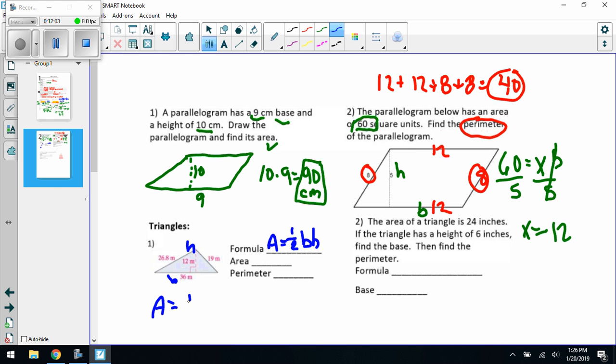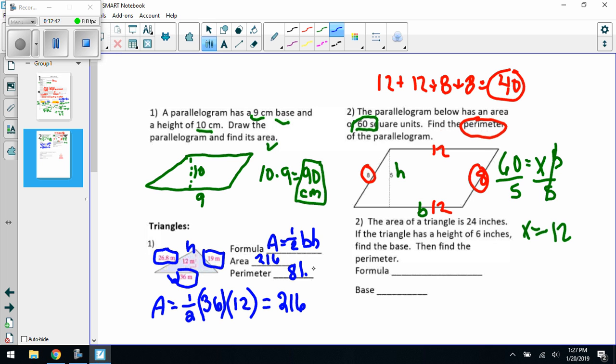So the area is 1/2 of the base, which in this case is 36, times the height, in this case is 12. When you put that in your calculator, you should get 216. They also want us to find the perimeter of this triangle. All the side lengths are given to us. So we have 26.8, 19, and 36. Add them all up, and you should get 81.8.